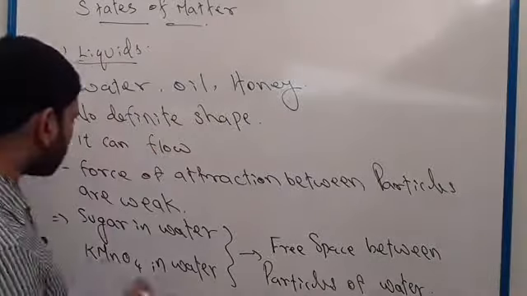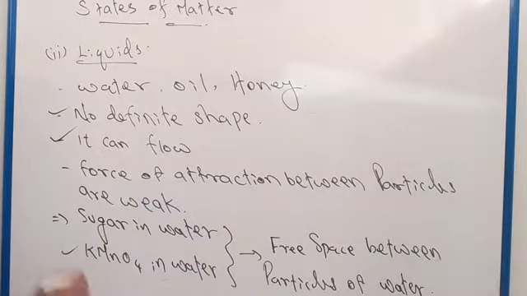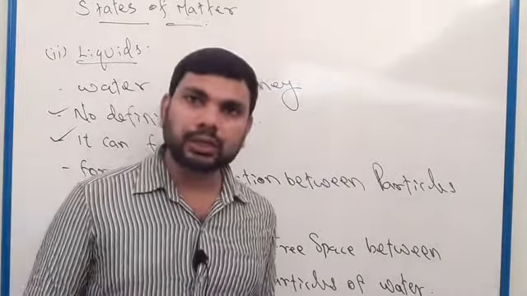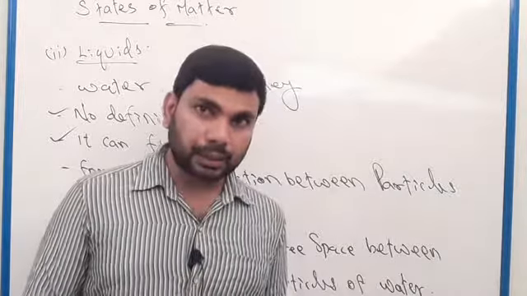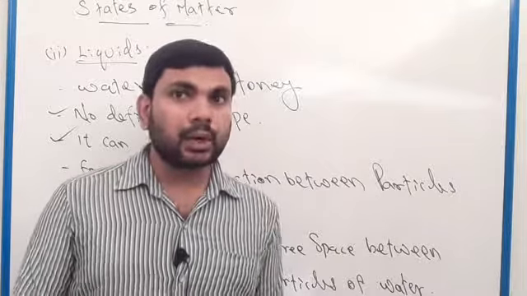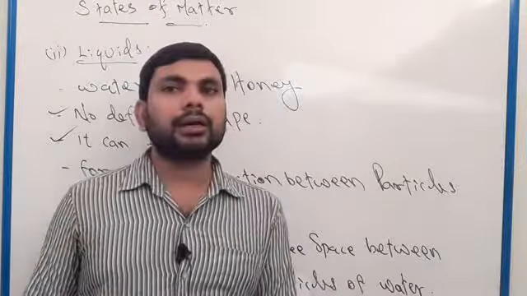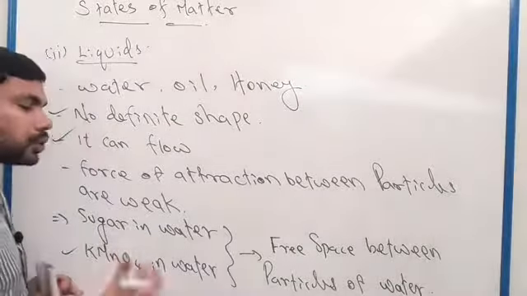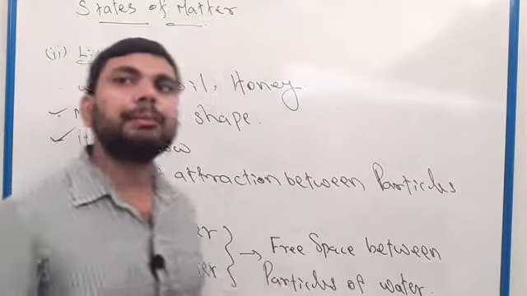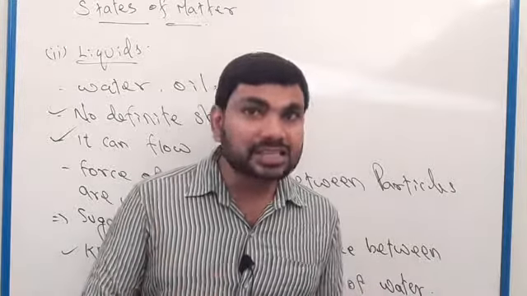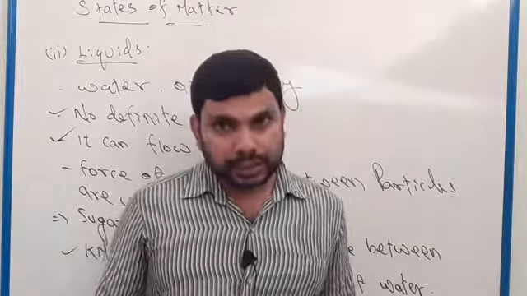Okay, a similar thing also happens when you add potassium permanganate in water. Water will turn a purple color. We cannot see the potassium permanganate crystals, only the water turns purple. It means the potassium permanganate crystals go into the free space between the particles of water. That's why the potassium permanganate crystals disappear. You understand?